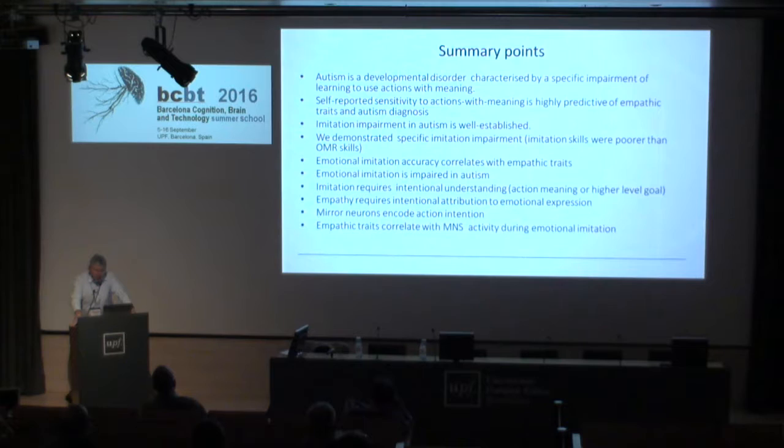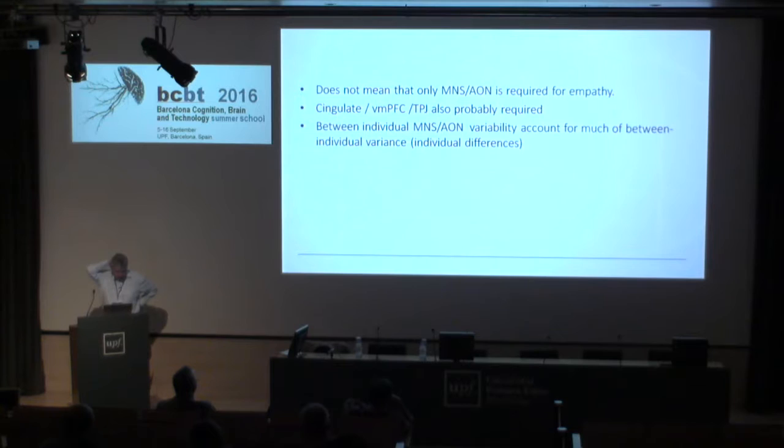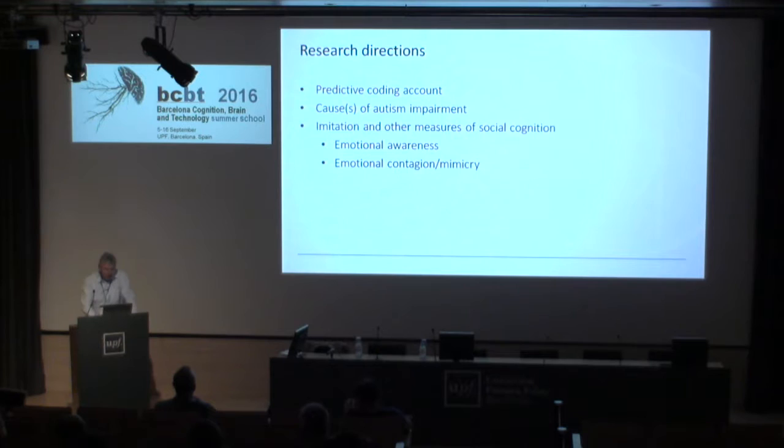Imitation requires an intentional understanding, and empathy requires an intentional attribution to emotional expression. We note that the mirror neuron system encodes intention, and that empathic traits correlate with mirror neuron system activity during emotional imitation. Again, to clarify, we talk about individual differences here. I can probably draw to a close and think about the future, where we're going now. I'm emphasizing that I'm talking about individual variability in mirror neuron system activity.